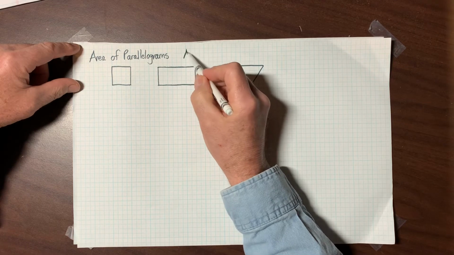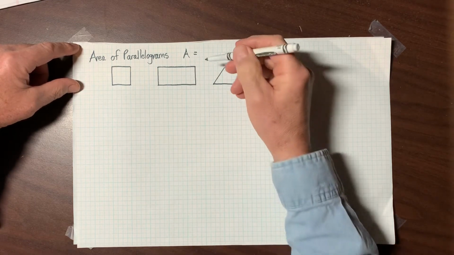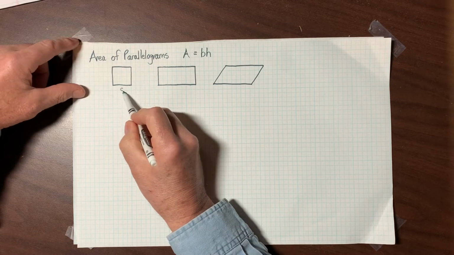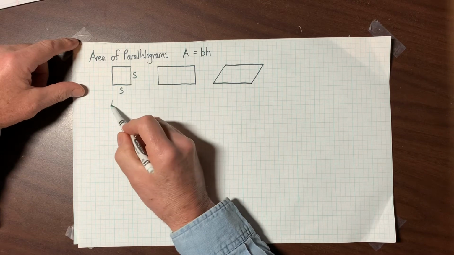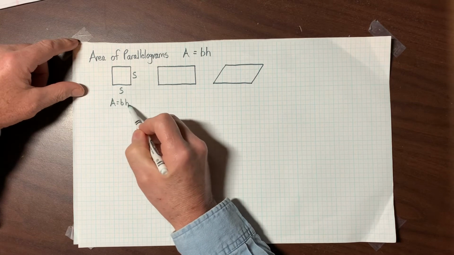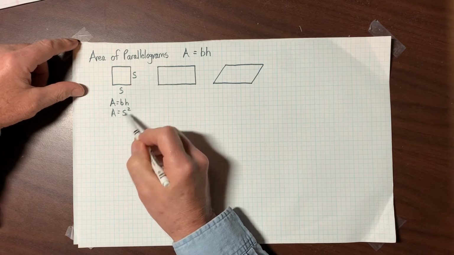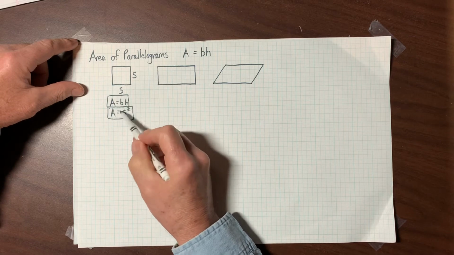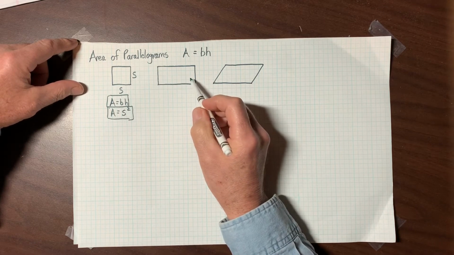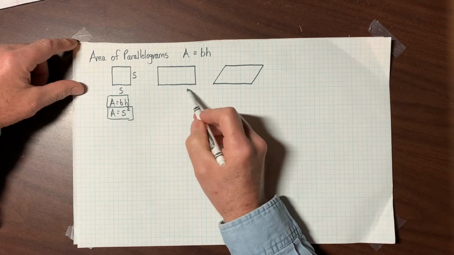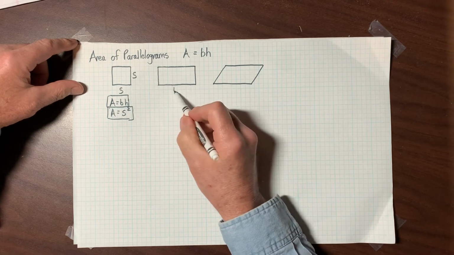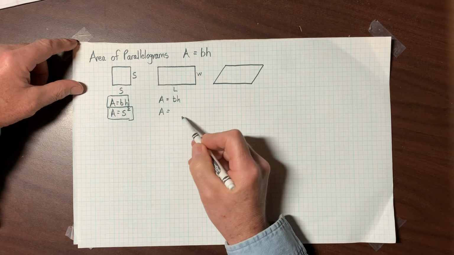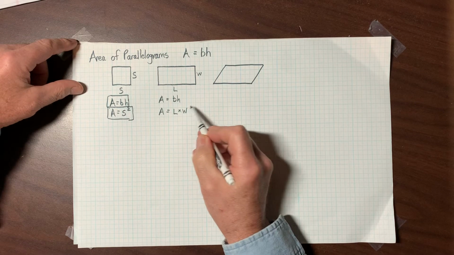And the formula that we use for finding the area of any kind of parallelogram is simply base times height. Now, when you have a square, the sides are the same. So you can think of these as two different formulas, but in reality, it's just multiplying the two dimensions together. Sometimes for a rectangle, instead of calling one dimension the base and the other the height, we call it length and width. So base times height for a rectangle could just as easily be expressed as length times width.